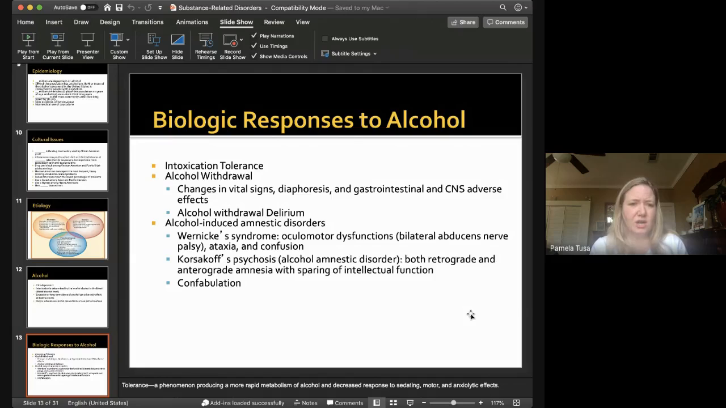Another one is Korsakoff's psychosis. Korsakoff psychosis is what they also call alcohol amnestic disorder. It's characterized by both retrograde amnesia, loss of memories prior to the event, and anterograde amnesia, loss of the ability to create memories after the event. But it does spare the intellect. So confabulation, we talked about before. Does anybody remember where confabulation came into play with diagnosis?